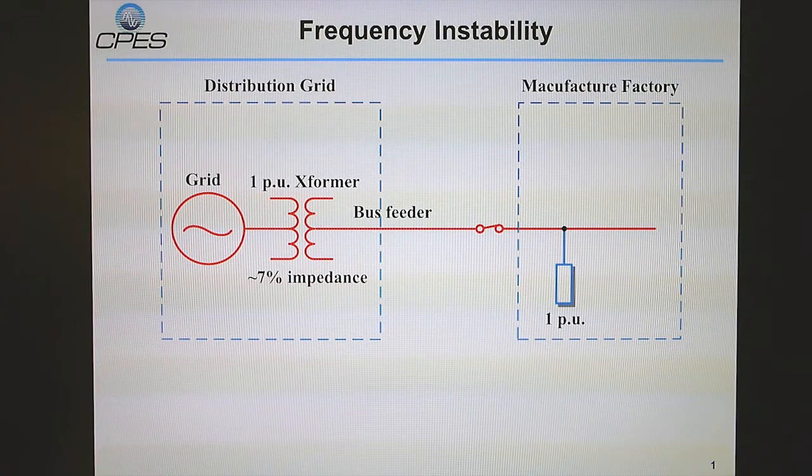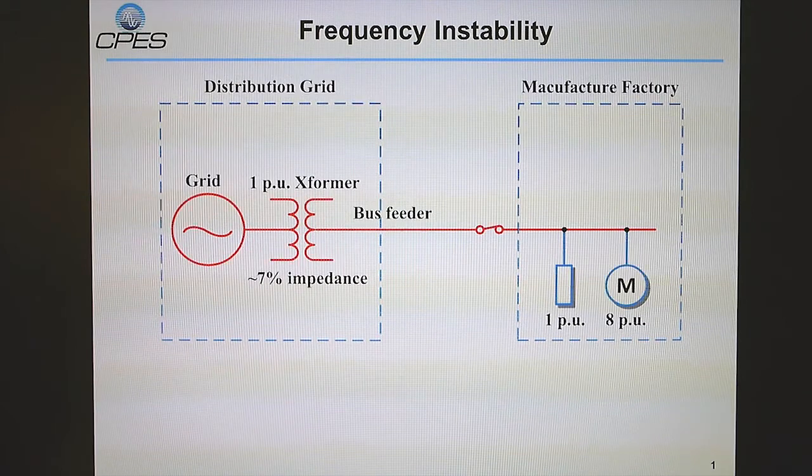What you are seeing now is a factory located in a rural area. The factory is supplied by a 1 per unit distribution transformer and 1 per unit bus feeder from the diffusion power grid. Now, the factory owner needs more electrical energy due to the newly installed 8 per unit electrical drive.